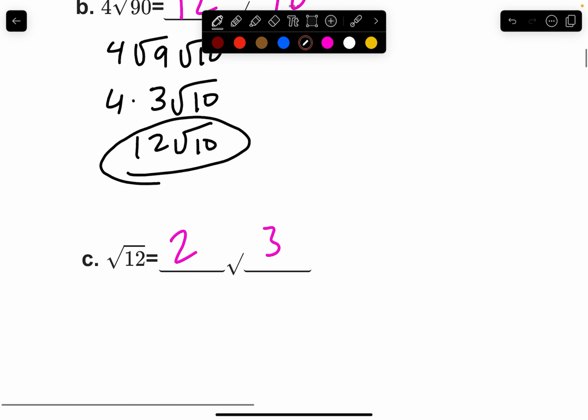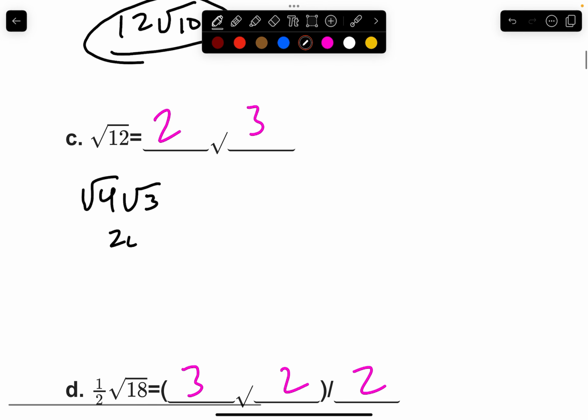Got it. Square root of 12 is the square root of 4 times the square root of 3. The square root of 4 is whole number 2, leaving us with 2 root 3. Got it.